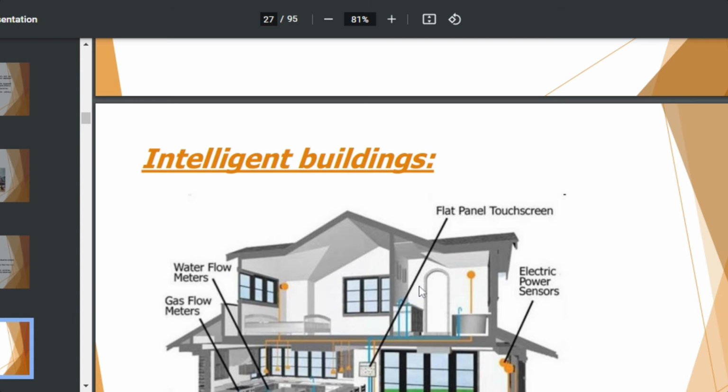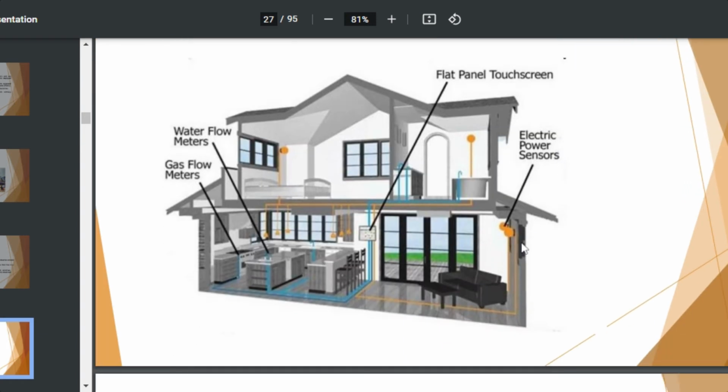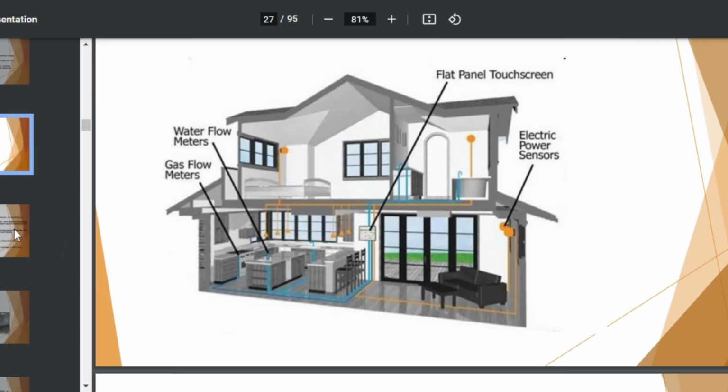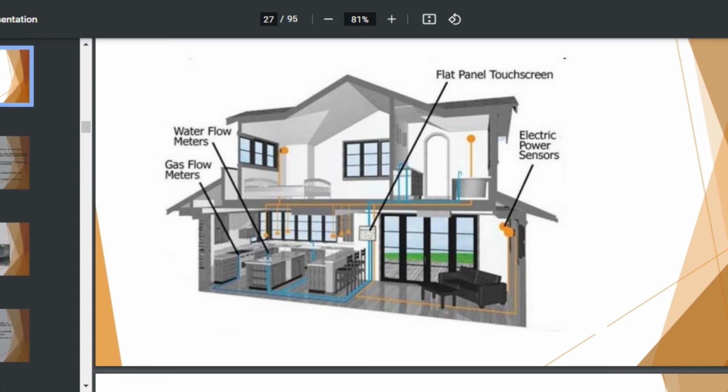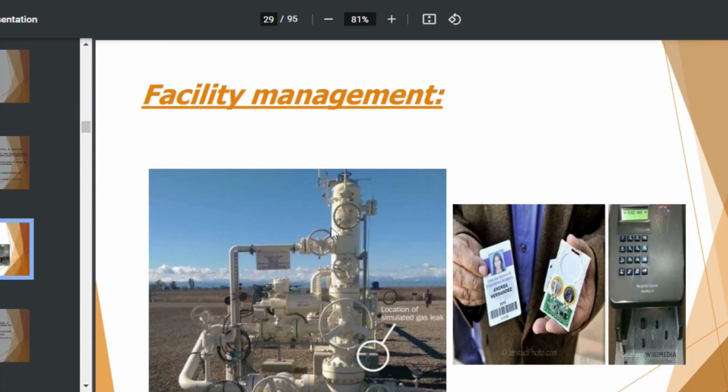Nowadays, we are having smartphones, that is, intelligent buildings. Whenever the water flow from the tank is over, whenever there is a gas leakage, whenever there is a flat panel touch, whenever there is an electric power leakage, everything can be analyzed with the aid of this sensor. And then we are having facility management.